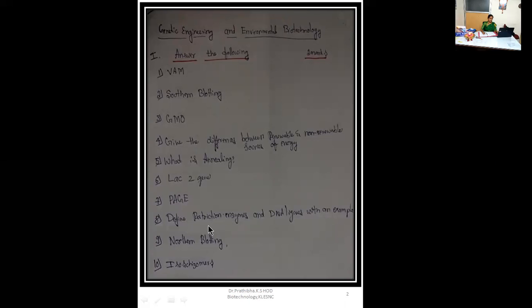Eighth question, define restriction enzymes and DNA ligases with an example. Ninth question, northern blotting. Tenth question, isoschizomers. You need to answer all these 10 questions for 2 marks.